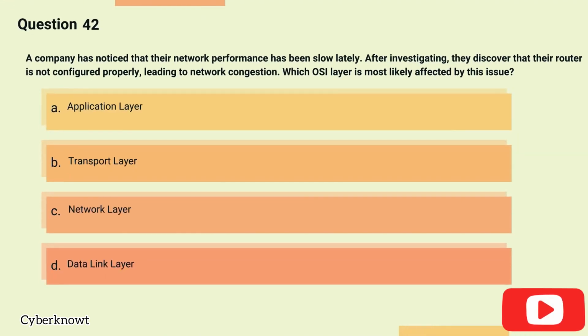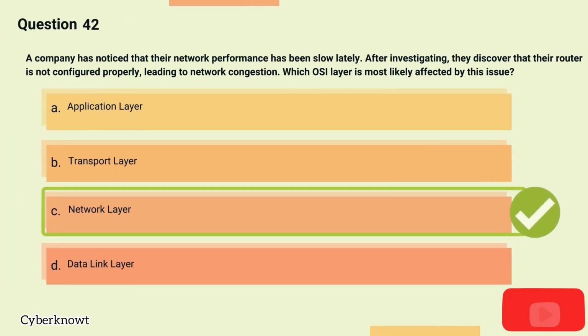Question 42. A company has noticed that their network performance has been slow lately. After investigating, they discover that their router is not configured properly, leading to network congestion. Which OSI layer is most likely affected by this issue? Option A. Application layer. Option B. Transport layer. Option C. Network layer. Option D. Data link layer.